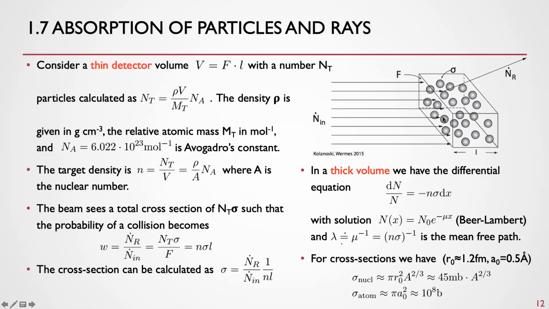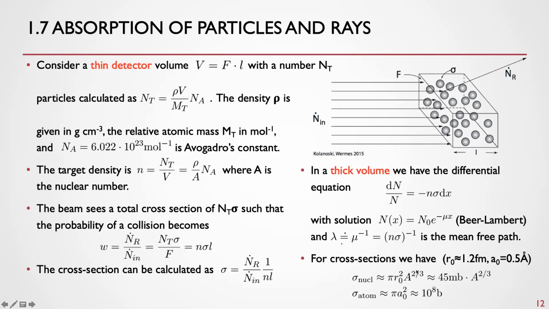Typical values for the cross sections are the following. The nuclear cross section is very roughly the size of the nucleus, and then the size of the nucleus more or less scales with the atomic number.